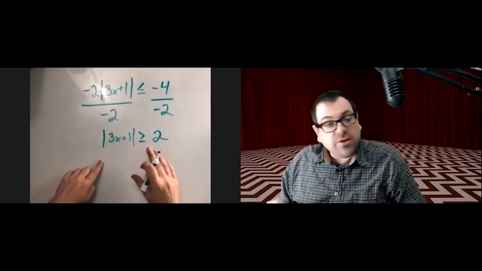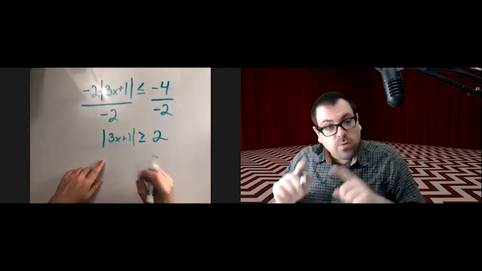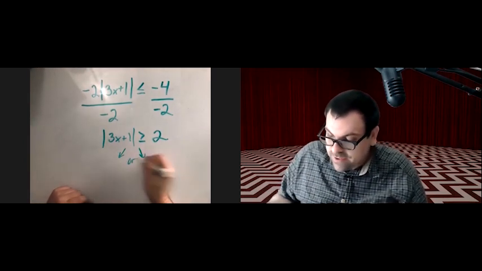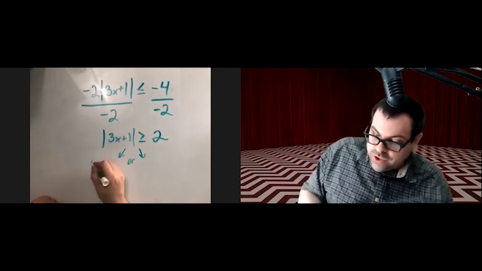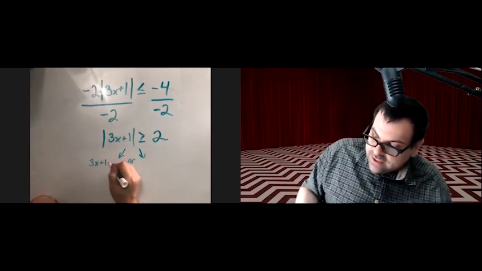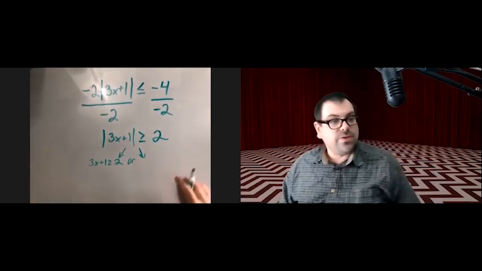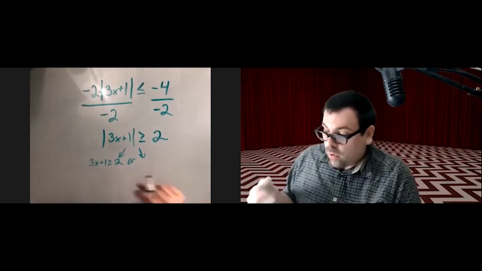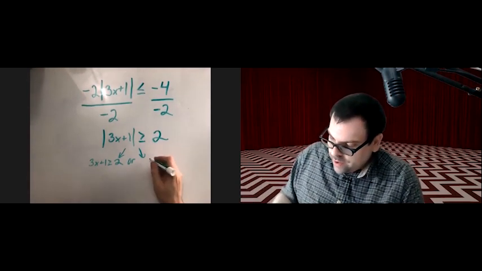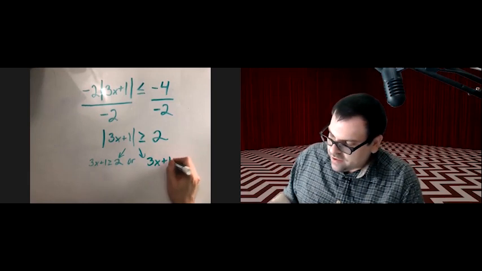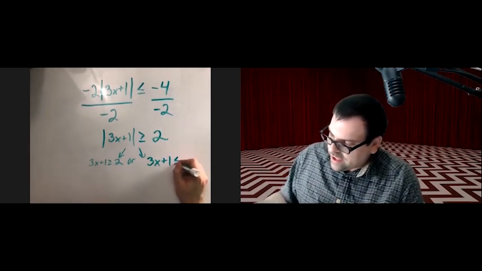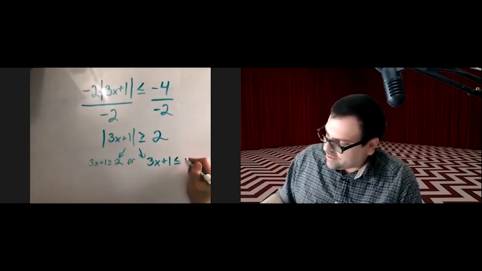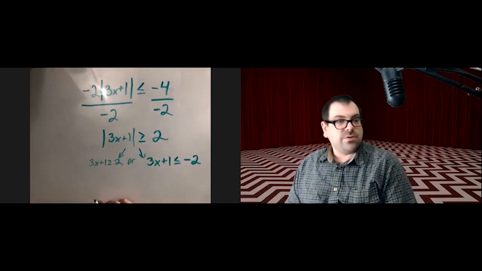When it's absolute value greater than, we split it into two things with an or statement. One, we just drop the absolute value sign and keep everything as is: 3x plus 1 greater than or equal to 2. Or the other one, we drop the absolute value, we change greater than to less than or equal to in this case, and we change positive 2 to negative 2.